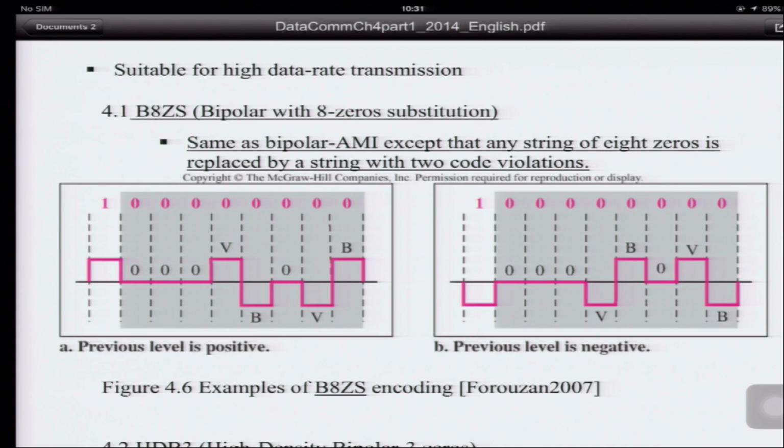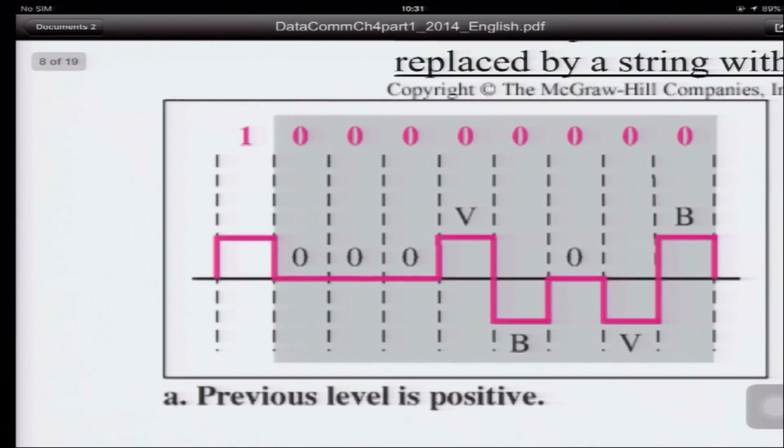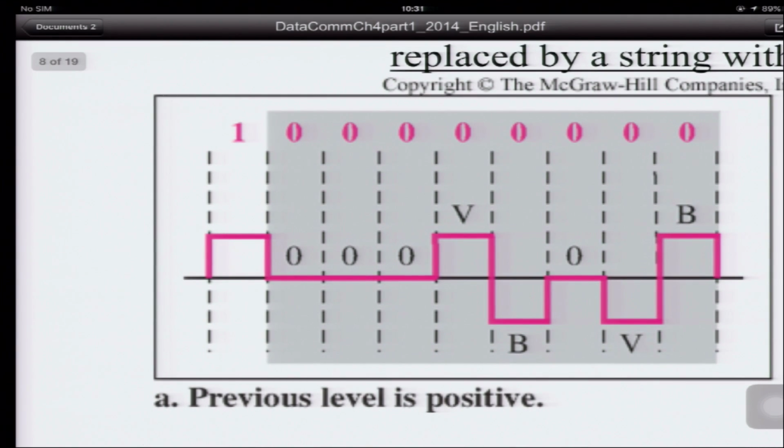Okay, so suppose the previous level is positive. You can see here the previous level is positive. This bit one is positive. Then you represent the eight 0s by 0, 0, 0, which is all zero level line, and then one code violation. If the previous one is positive voltage, this one also has to be positive voltage. So 0, 0, 0, violation.